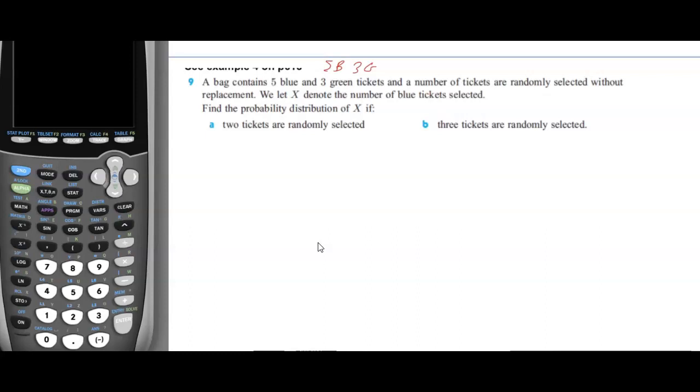A bag contains 5 blue and 3 green tickets, and a number of tickets are randomly selected without replacement. We let random variable x denote the number of blue tickets selected. Find the probability distribution of x if 2 tickets are randomly selected.